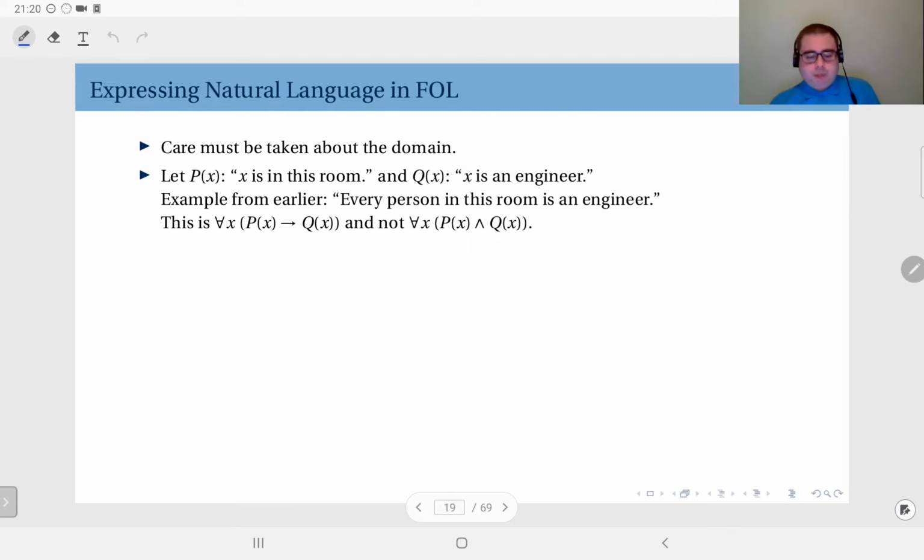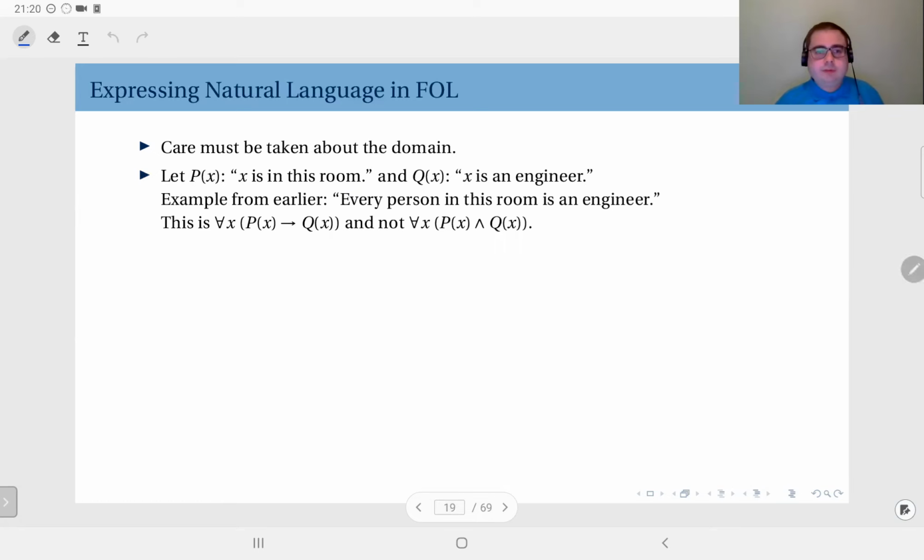Okay, so expressing natural language in first order logic and vice versa is quite important to make sense of statements given to us or that we encounter, that maybe we would like to refute or we would like to prove or we would like to make sense of, let's say. So first of all, you need to be careful about the domain, as we have discussed earlier. We have the same example here.